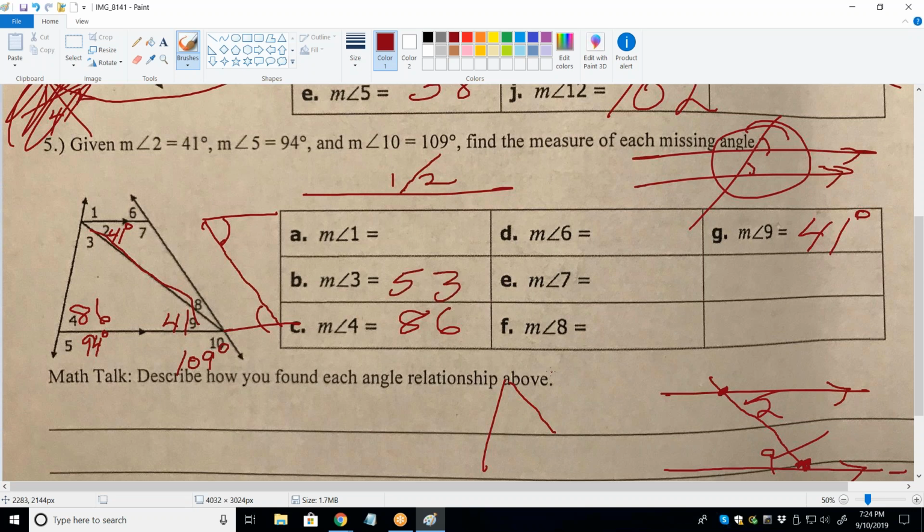Okay, we got 4, we got 9. I'm going to label that 53. What do we know about 1, 2, and 3? What do they have to total? 180. Okay. Shouldn't have any hesitation there. That line is a straight line. If I have a straight line like this and I have 3 different angles, then 1, 2, and 3 have to add up to 180. If I have 4 angles, then 1, 2, 3, and 4 have to add up to 180, because that is a straight line. That means all the angles have to add up to 180.